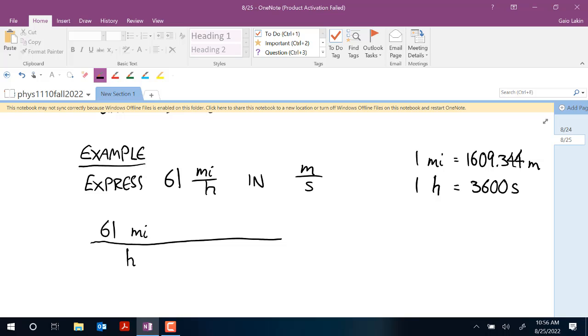Okay, so we're going to have to do this in 2 steps, and you can just do it all in one multiplication, but I'm going to first convert the miles to meters, and then I'm going to multiply by stuff that converts the hours to seconds. You could do it in the other order, multiplication you can do in any order. It doesn't change anything.